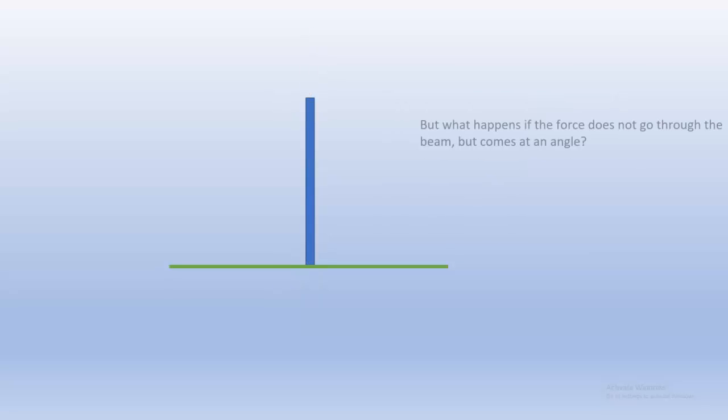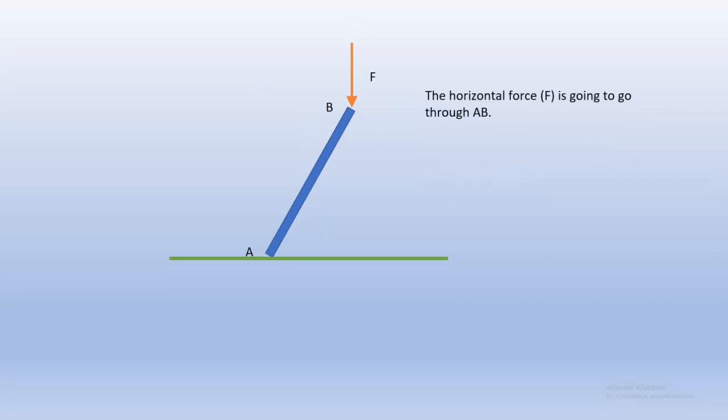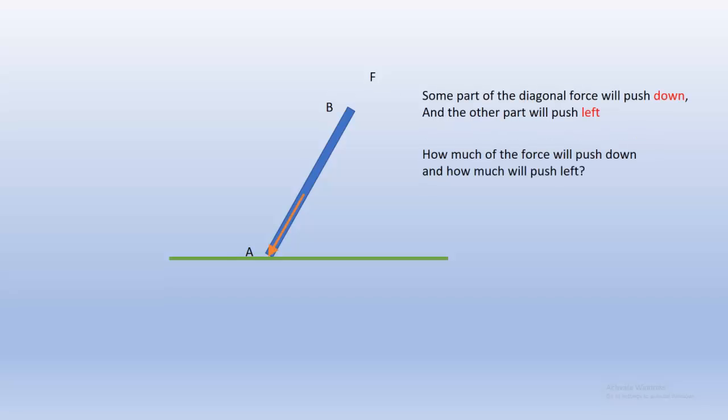Okay, but now, what would happen if the force doesn't go through the beam, but comes at an angle? Then the beam will obviously rotate, because now we have a torque on the beam. But what would happen if the beam can't rotate? Then the force is going to be transmitted through the beam, and the force will impart a diagonal force to the ground because the beam itself is at an angle to the ground. Okay, so some part of the beam is going to push down, and the other part is going to push left.